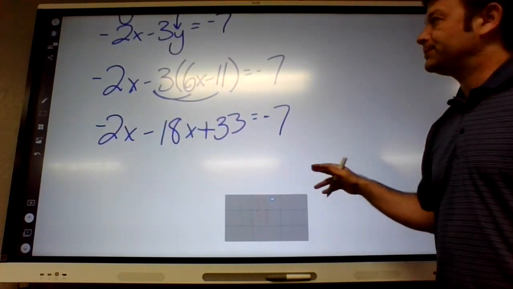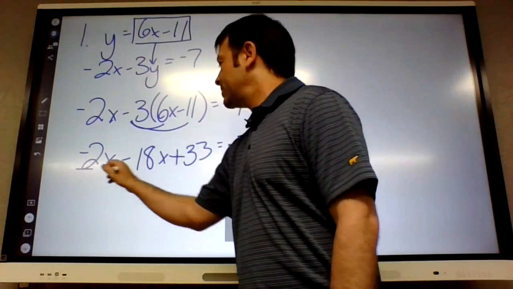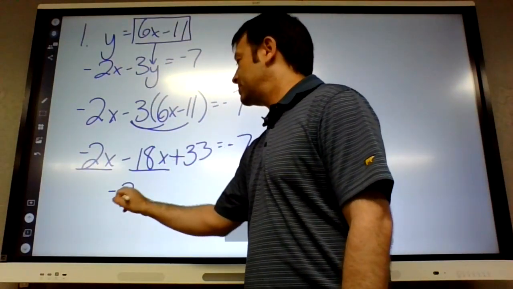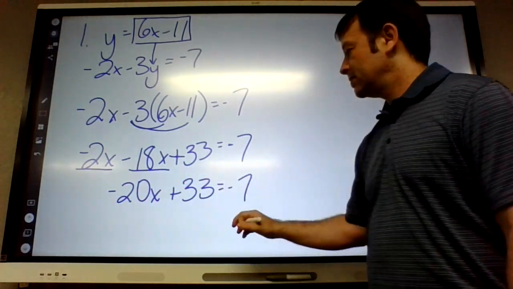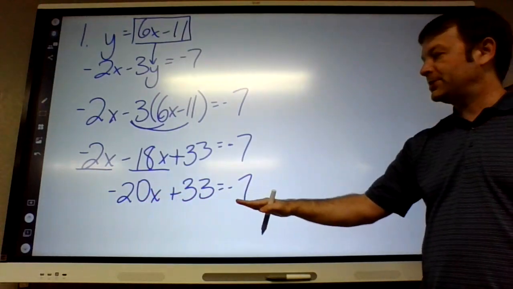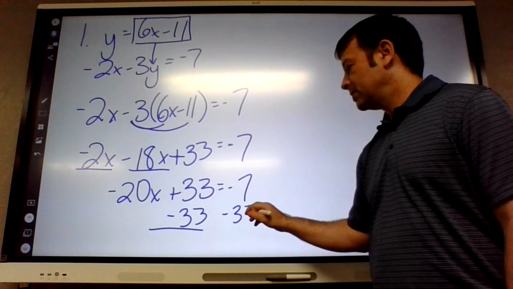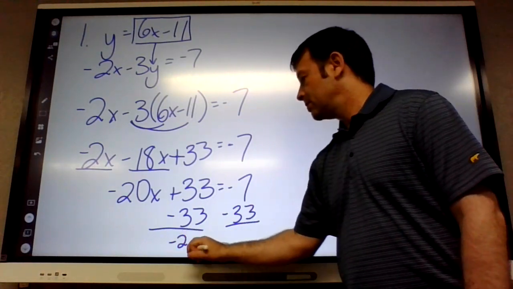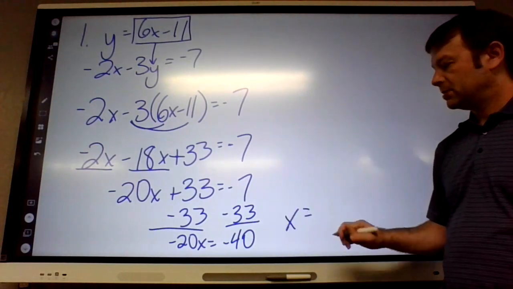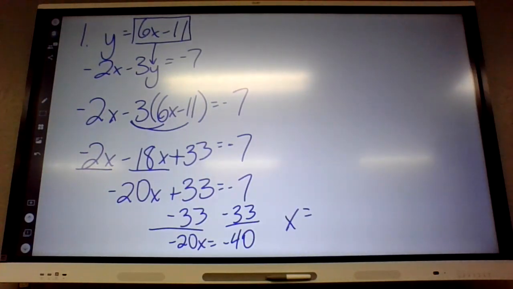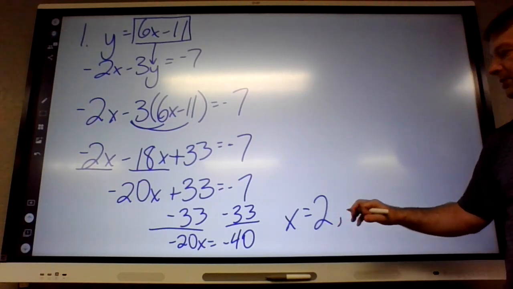Okay, now what should I do? Combine like terms. Yeah. Negative 2x minus 18x is negative 20x. So now we're kind of down to a basic equation. So subtract the 33. So divide by negative 20, I got x is 2. Now what? Plug it in.